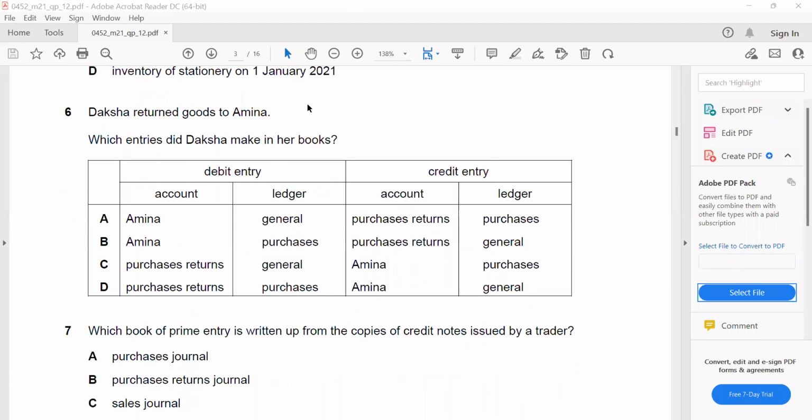Next. Question 6. Dasha returned goods to Amina. Which entry did Dasha make in her book? Dasha returned goods to Amina, so Dasha is the buyer and Amina is the seller. From the buyer's point of view, the buyer records purchases.